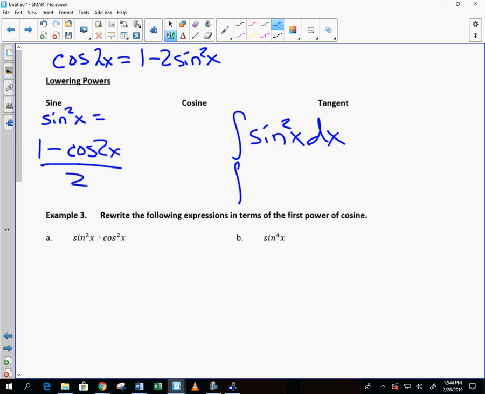I know how to do the integral of 1 minus cosine of 2x over 2 dx. I know how to do that. I can do this in 2 minutes, even less. This, give me a couple hours, I'm not sure where I'd be.